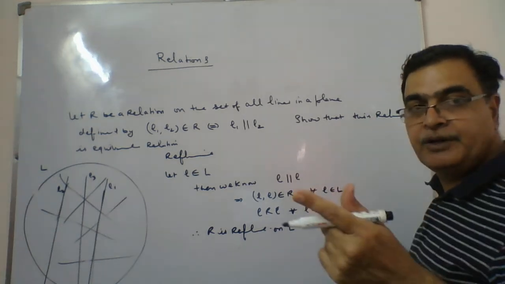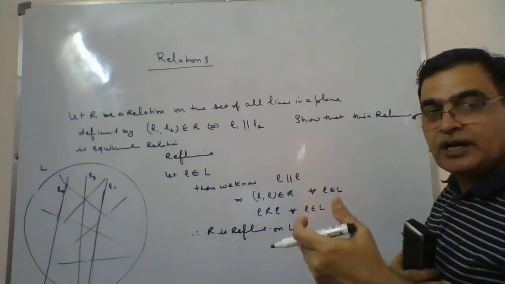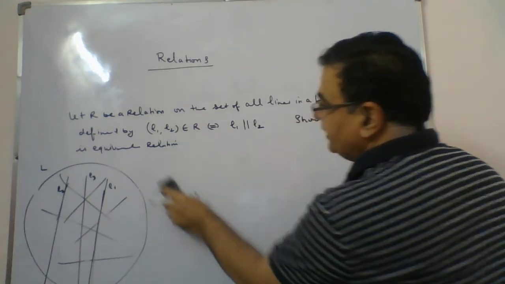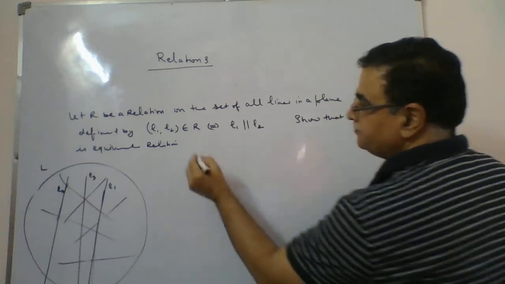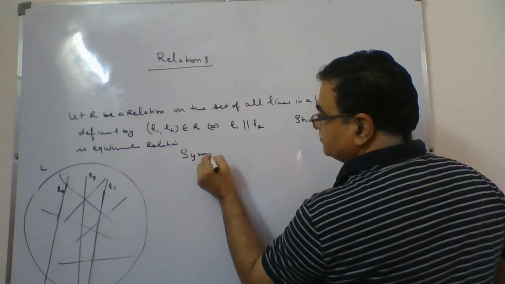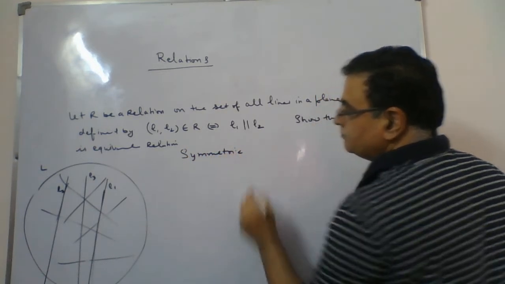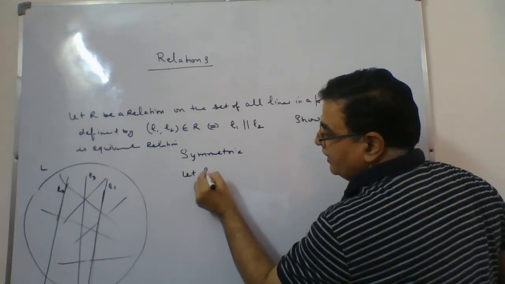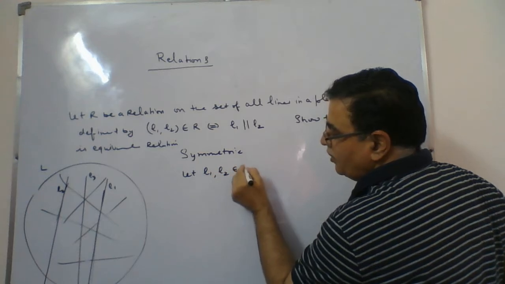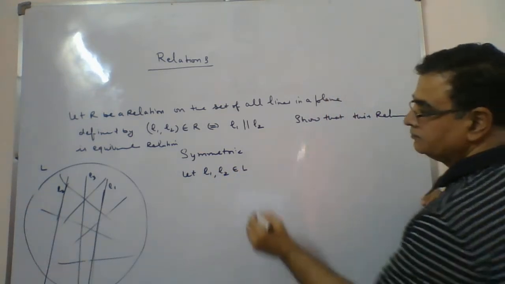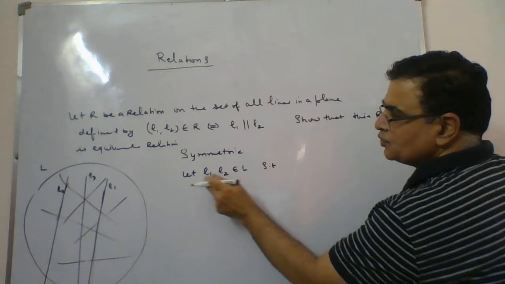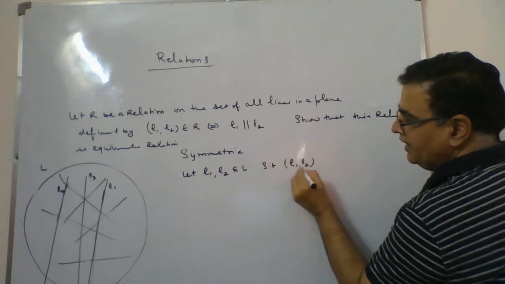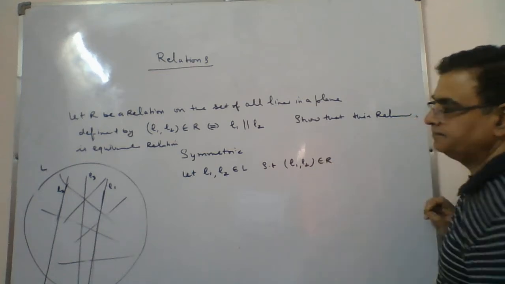Now we are coming on symmetric. Symmetric means if (L1, L2) are related, (L2, L1) are related. We can do that also. Now we are coming on second part, symmetric relation. In symmetric, we will be taking two members. So let L1 and L2 belong to L, and we are taking these two such that they are parallel. Or I should say such that (L1, L2) belongs to R.